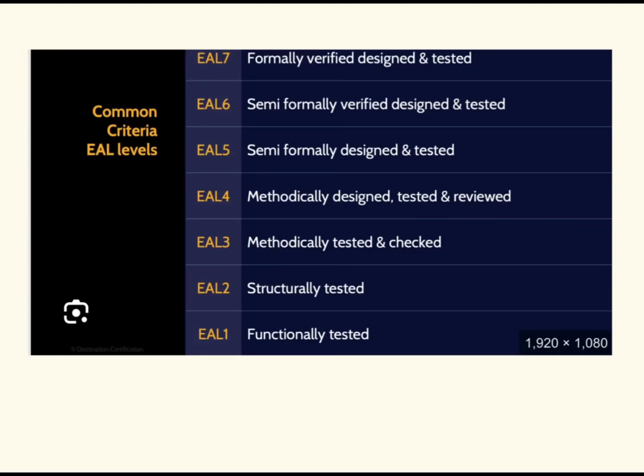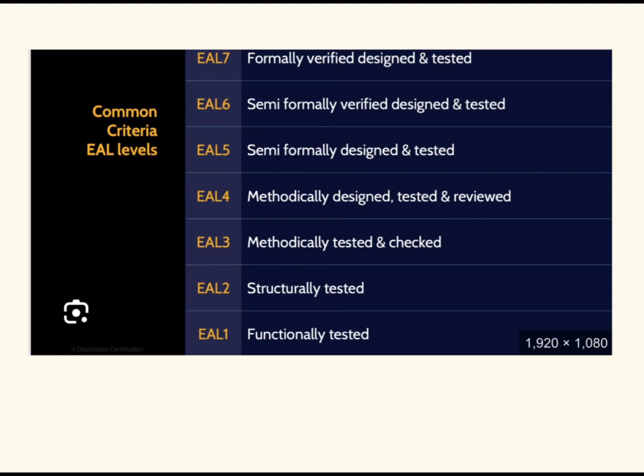In this session, we'll discuss common criteria. Common criteria does not measure how secure a product is, it measures how confidently we can trust the product's security claims. So think confidence level, not strength.